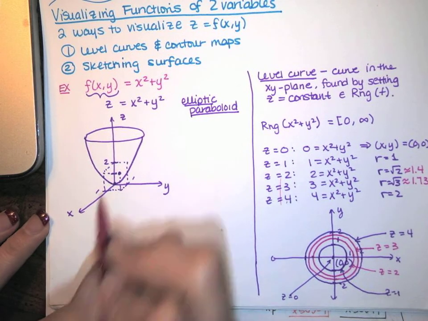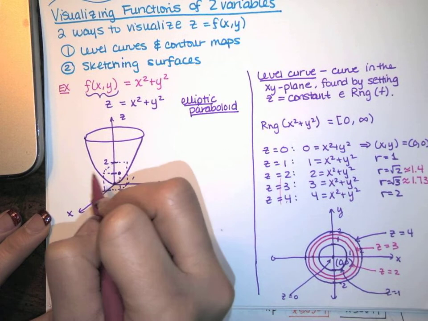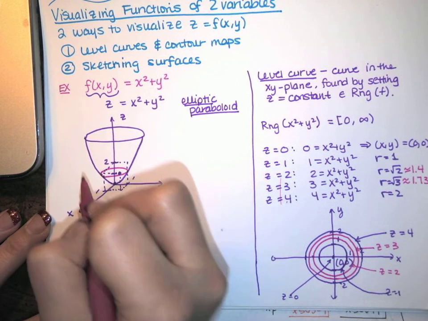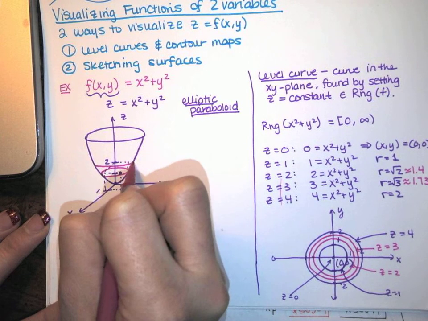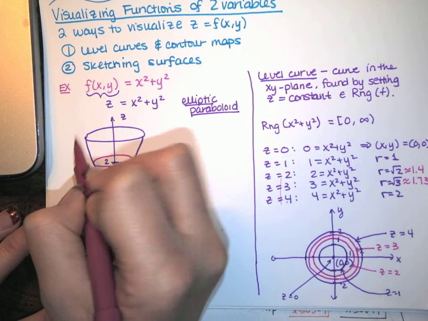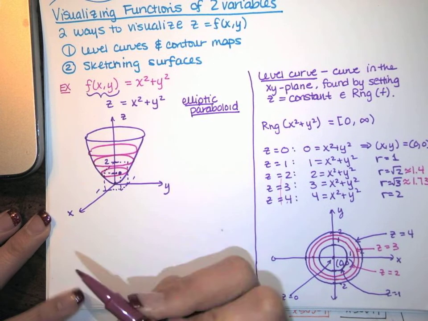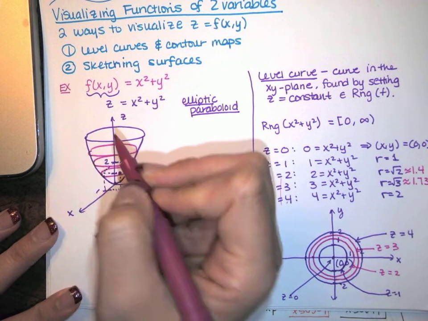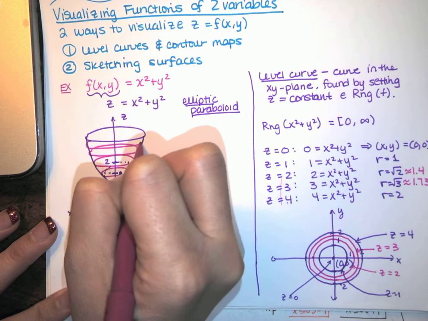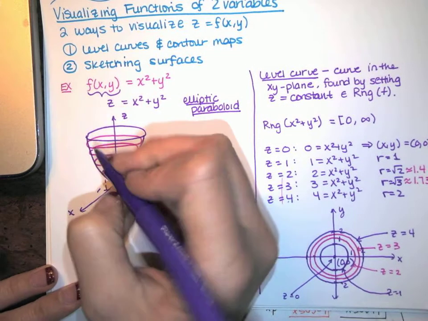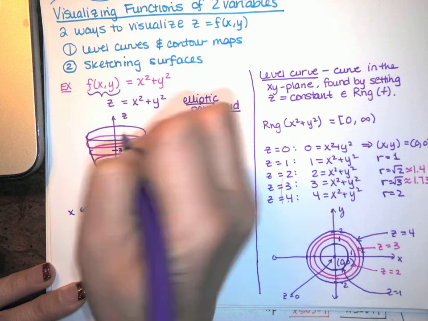Z equals 0 is down here. Z equals 1, that's a circle of radius 1, that's right there. The next one up is a circle of radius square root of 2. The next one's a radius square root of 3. The last one is a radius 2. And this is at Z equals 1, 2, 3, and then 4.